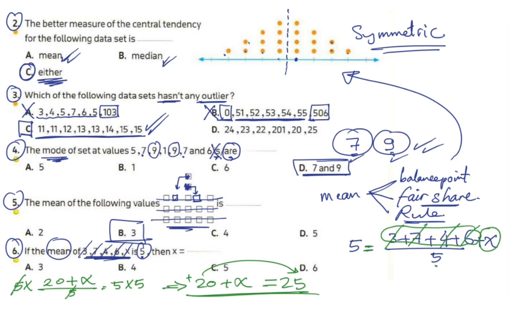So when I send it to the right side, I send it with a negative sign. So x equals what? Equals 25 minus 20, and that's equal to 5. So the value of x equals what? Equals 5. Let's go to 7.